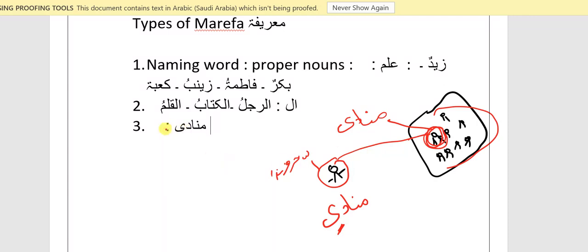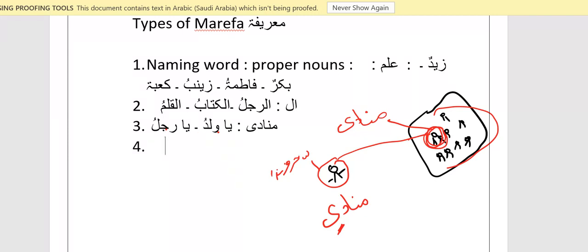Now, see. In Arabic language, we generally use ya to call someone. Like ya waladu, oh boy. Ya rajulu, oh man. So here ya is harfe nida and walad and rajul respectively are munada.